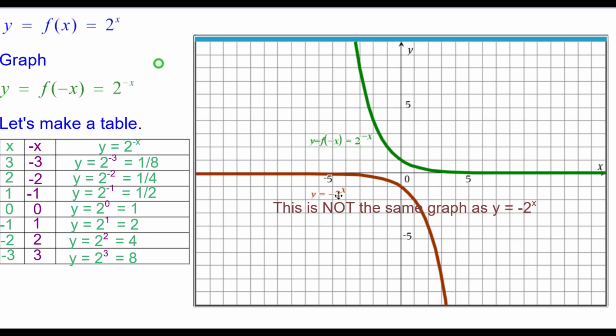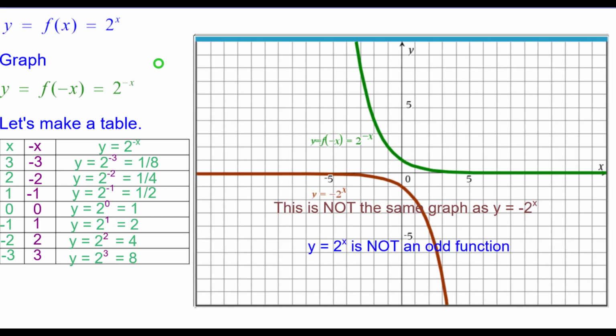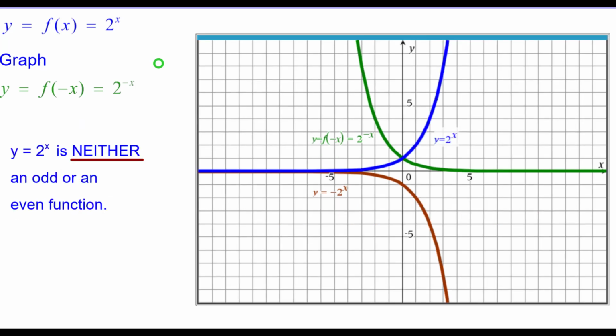This is y equals the opposite of 2 to the x. These are not the same. And since they're not the same, then y equals 2 to the x is not an odd function either. It's not even and it's not odd. It's neither even nor odd, so it's called neither. Some functions are even, some are odd, a lot are neither.